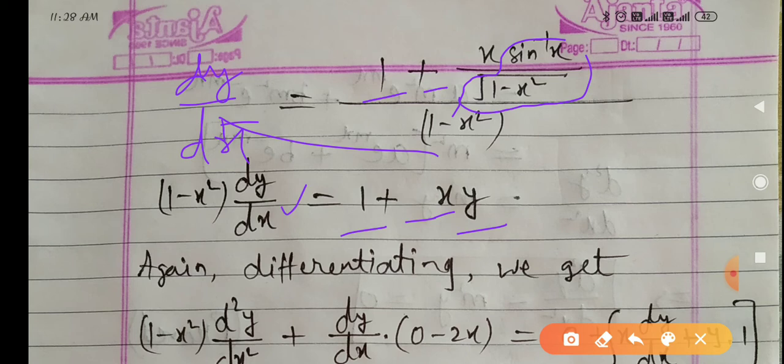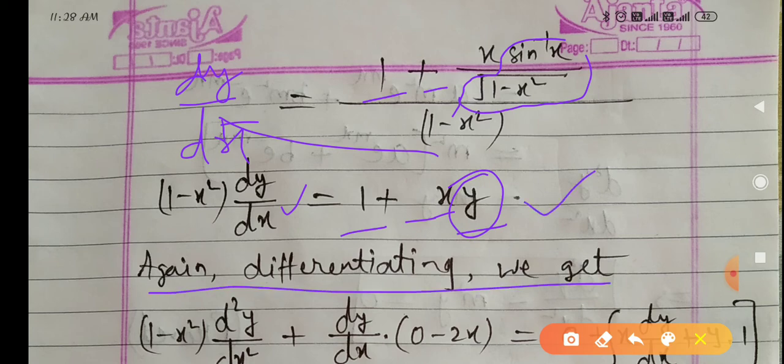This step you have to remember, because if you do not put the value y in place of sin inverse x upon under root 1 minus x square, then it will be difficult to find the second derivative. So keep this step in mind.